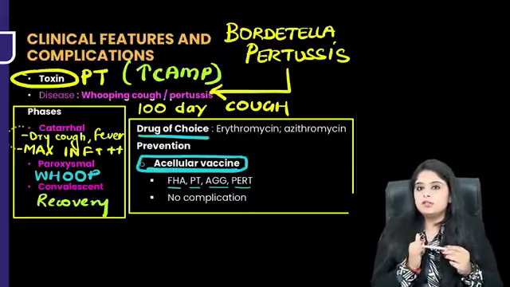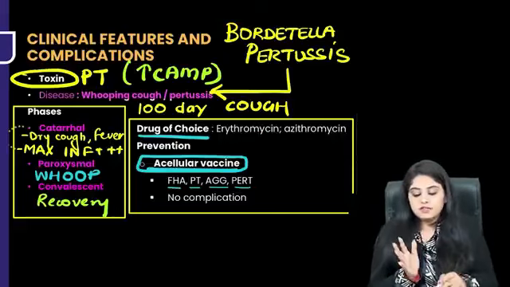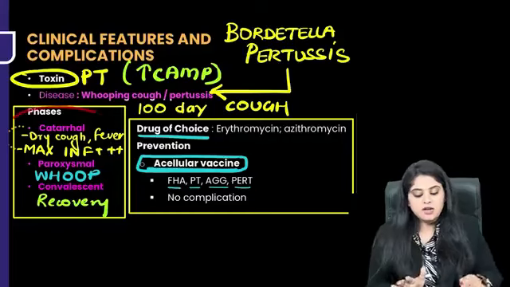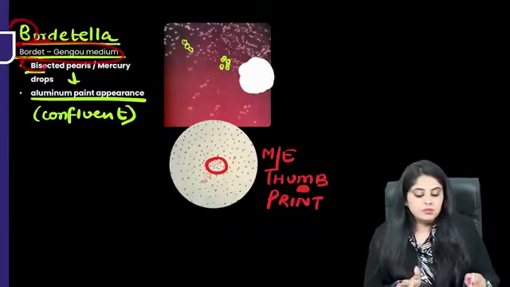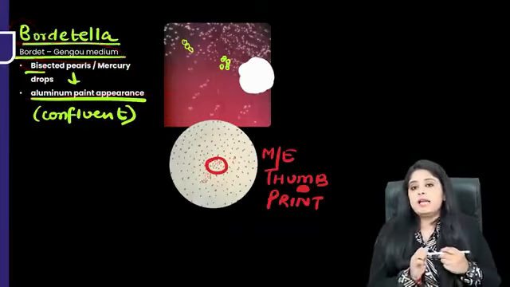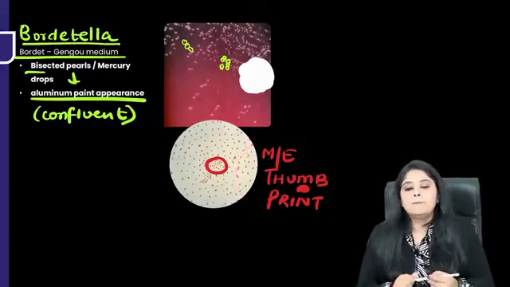Cyclic AMP is the toxin. Which kind of vaccine do you use? Acellular vaccine. Which is the most infective stage? Most infective stage is going to be the starting catarrhal phase. What is the culture media? Bordet Gengou media for Bordetella. Next, you're going to have bisected pearls appearance, and then you have an aluminium paint appearance if they fuse. Okay, microscopically it is a thumbprint appearance.